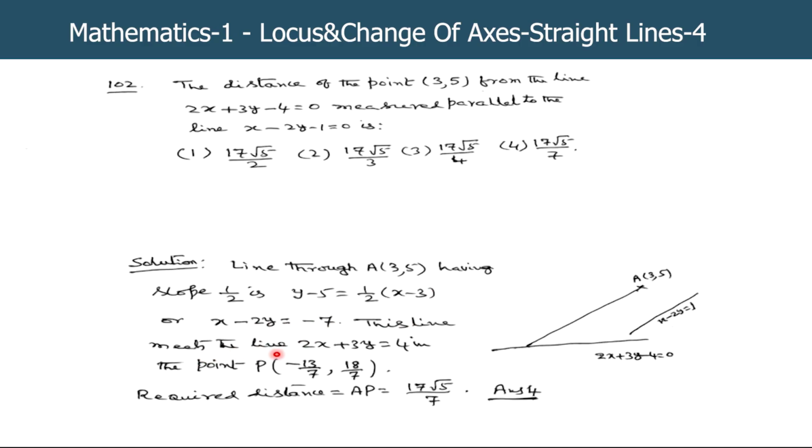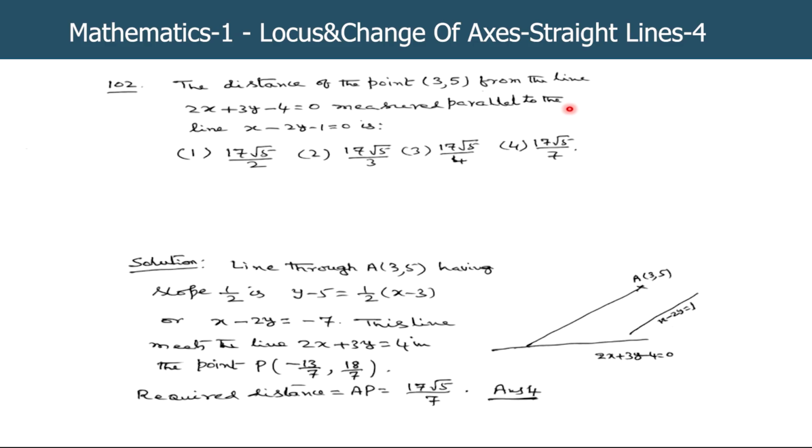This line meets the line 2x plus 3y equals 4 in the point P (-13/7, 18/7). So therefore, the required distance is equal to AP, which is 17√5/7. So the answer is 4. Correct answer is 4.